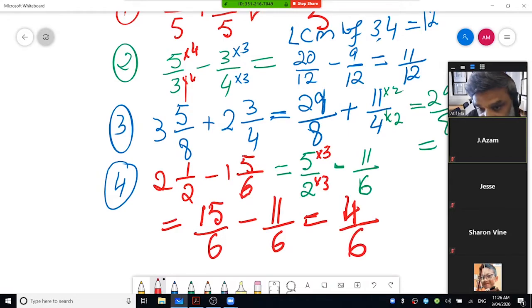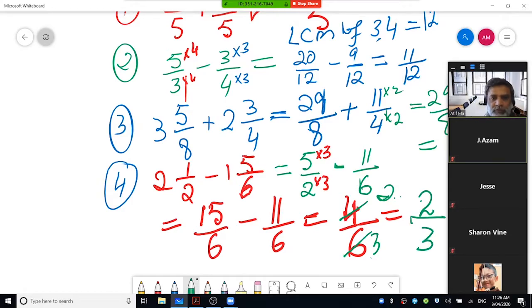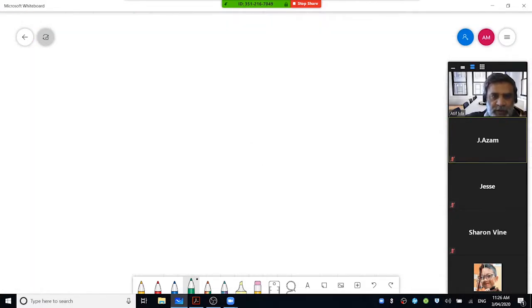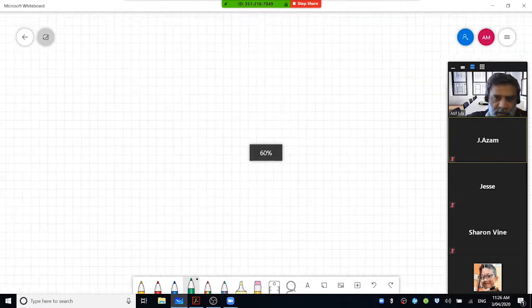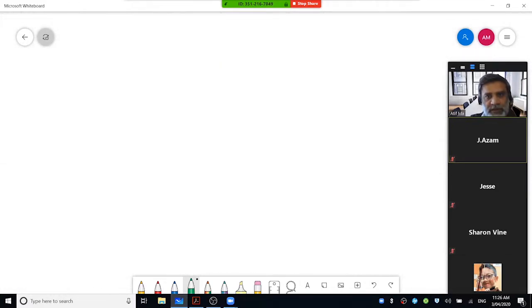Or then you can also simplify it. Let me take a green color, and 2 times 3 is 6. So 2 times 3 is 6, and here 2 times 2 is 4. So the answer would be 2 over 3. So we did some questions with the positive and negative, and let's look at some more examples and we move to the next part.